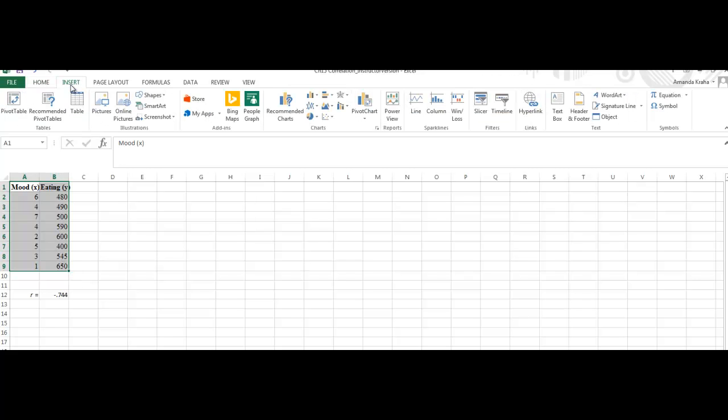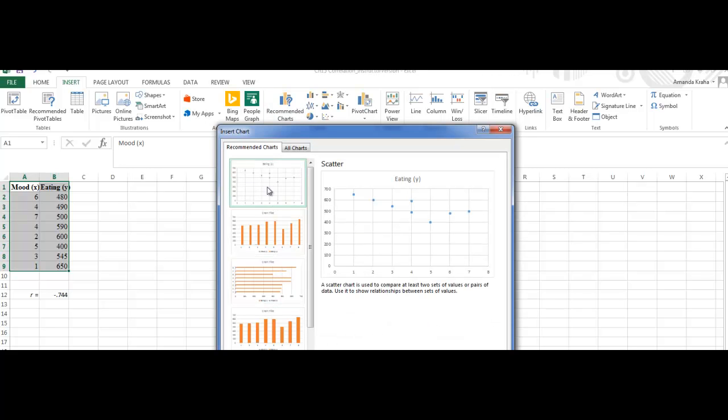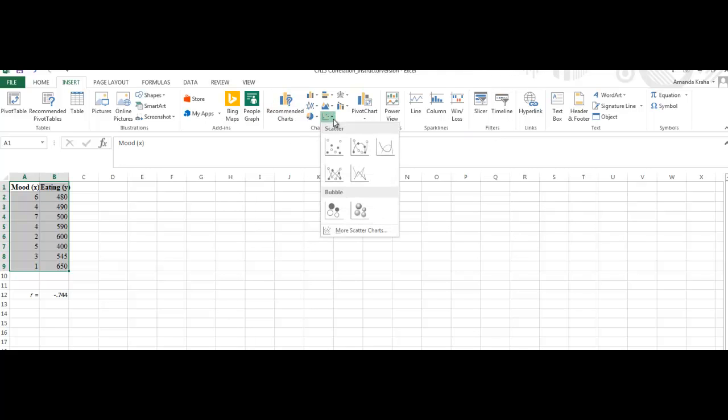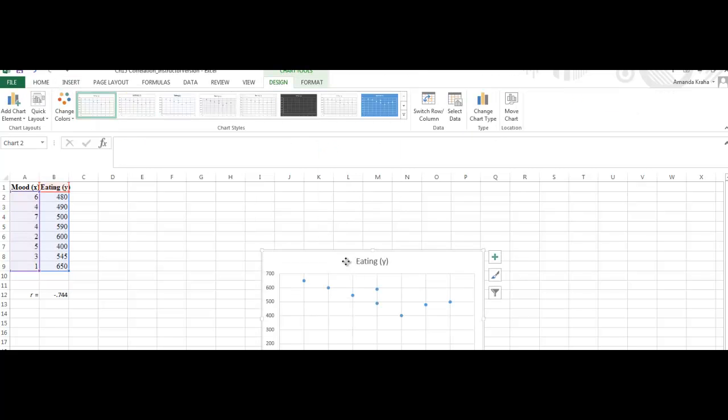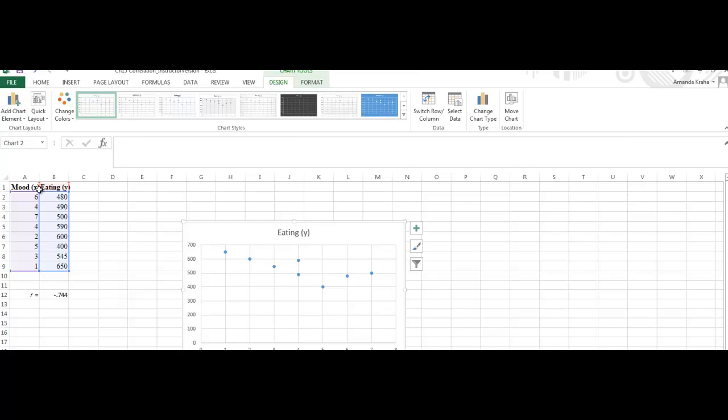Go to Insert, Charts. You can go to recommended charts if you want. It'll probably tell you scatter is the very first thing that comes up. You can select that. That's just fine. I'm going to actually go right here to scatter and choose that right now. So here you can see, let's do this first person. They scored a 1 on mood and 650 was their calorie intake. So if you go along this x-axis, so this is the bottom one, you go over 1 up to 650. That is your data point.